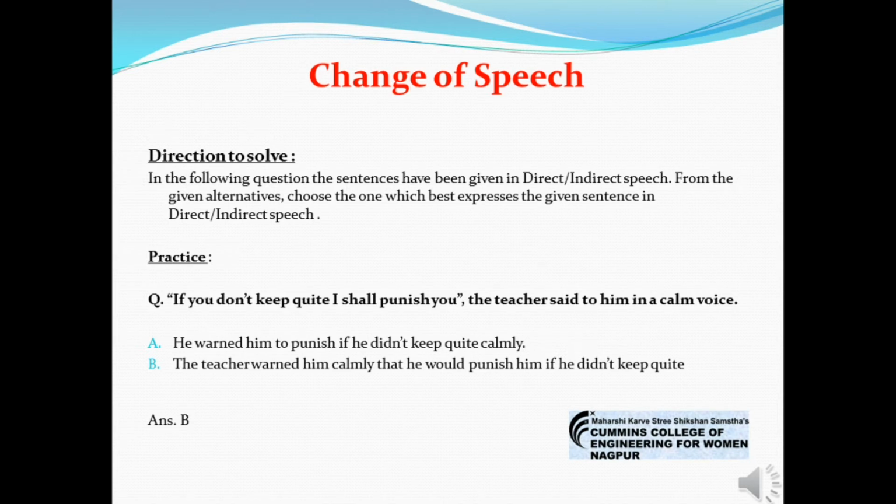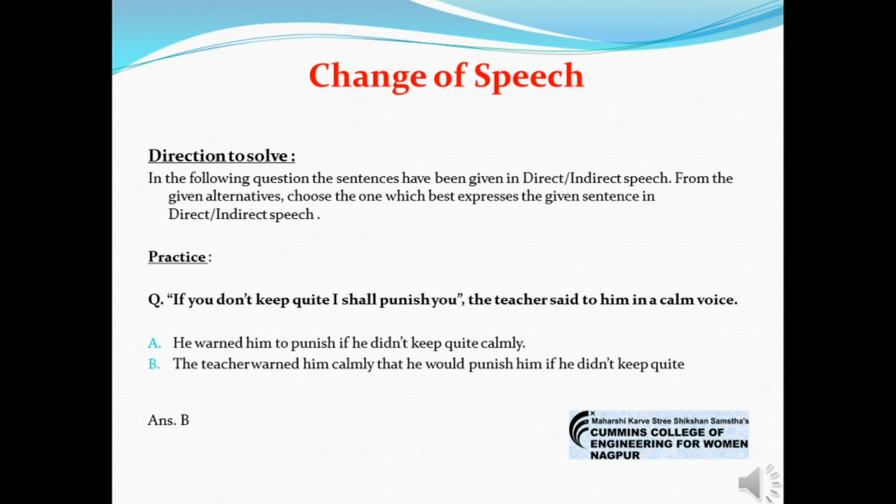Students, please remember one rule: if the reported verb is in present tense, the tense of the reported speech will not change. If the reported verb is in past tense, then the tense of the reported speech will change accordingly. Okay? So we'll see one example here. "If you don't keep quiet, I shall punish you," the teacher said to him in a calm voice.